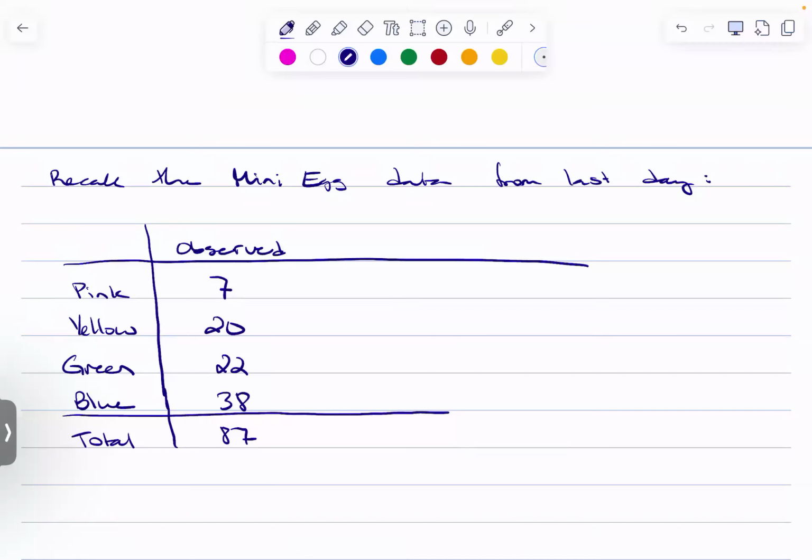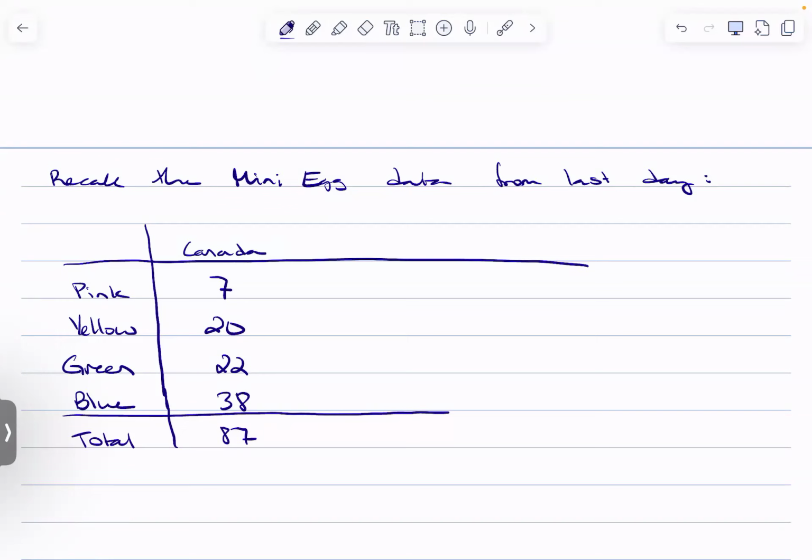Recall the mini egg data from last day that we collected. We found that it was definitely not evenly distributed. But now, what if I wanted to change this into a chi-squared test of independence? What would you need to do? You would need to have some new category that you want to compare across. And I think the best one I can come up with is these were bought in Canada.